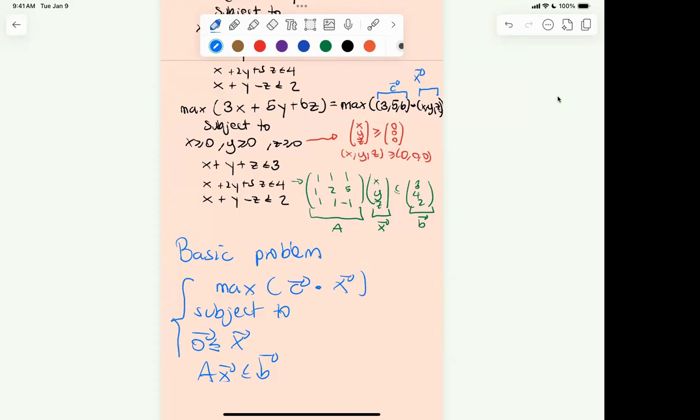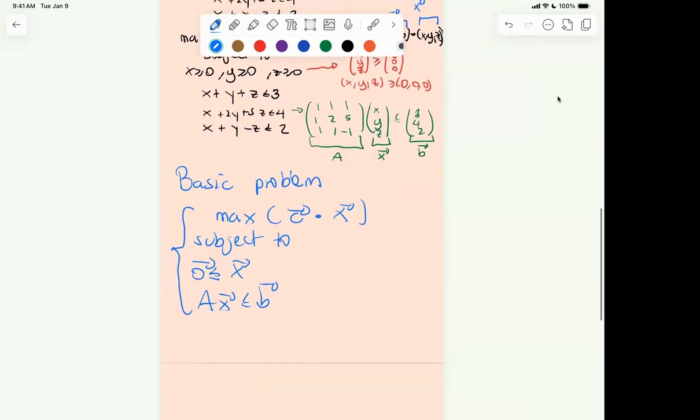So this is all that we're studying in this course. Every single problem you could always rewrite in some capacity like this. Is that making sense so far? So far so good?